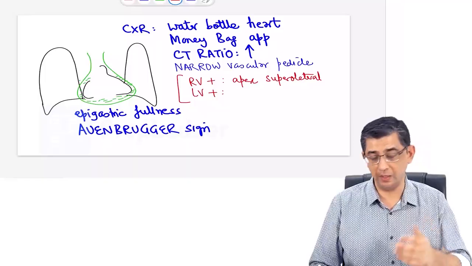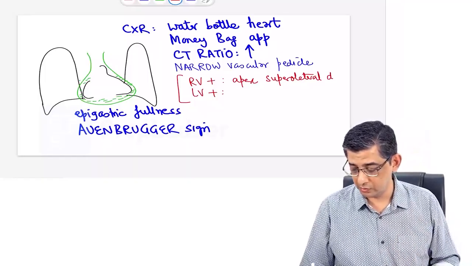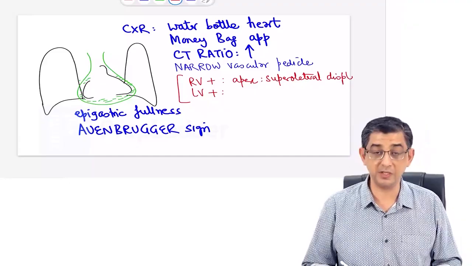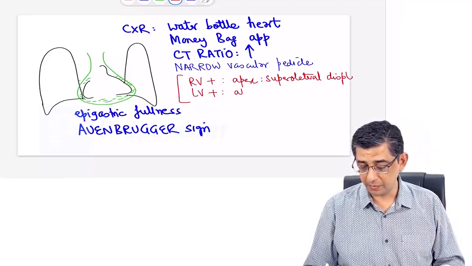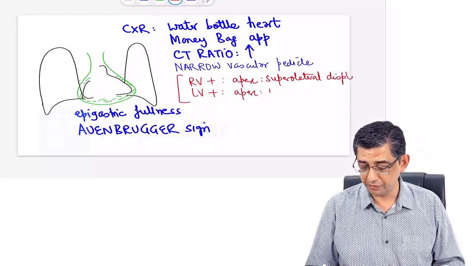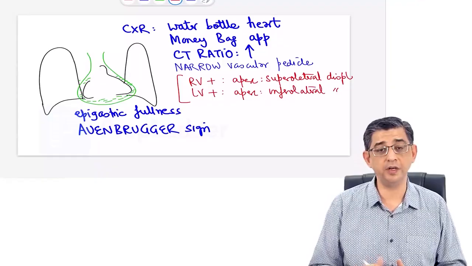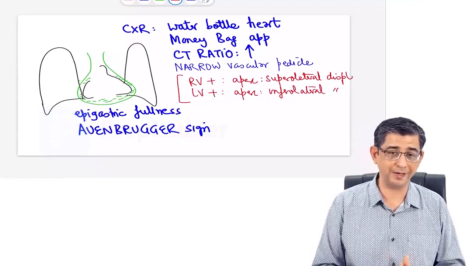So it lifts up the apex of the heart. So you will always notice superolateral displacement of the apex. In case you notice that the apex of the heart is exhibiting an inferolateral displacement, then it would be signifying a left ventricular enlargement, and this obviously comes with practice also.